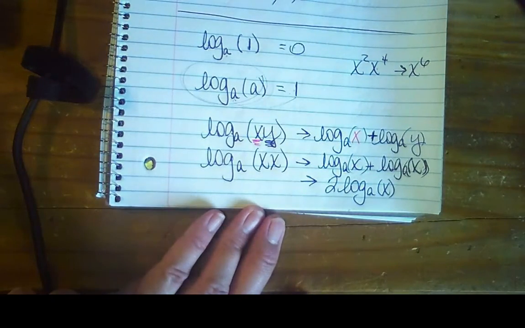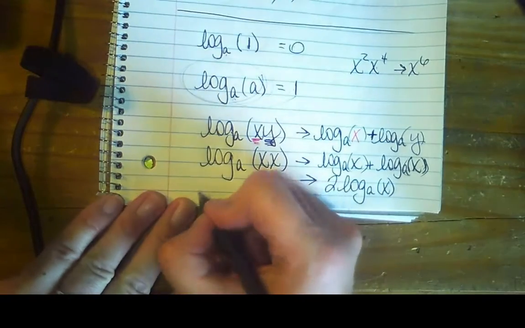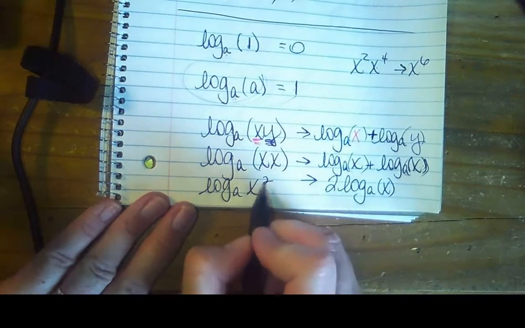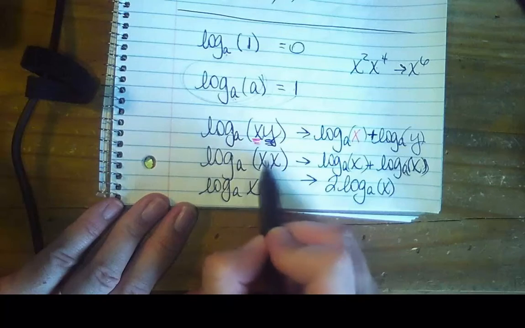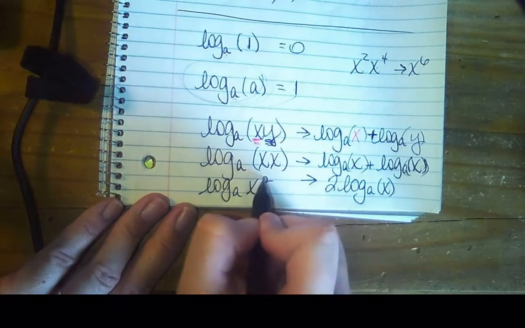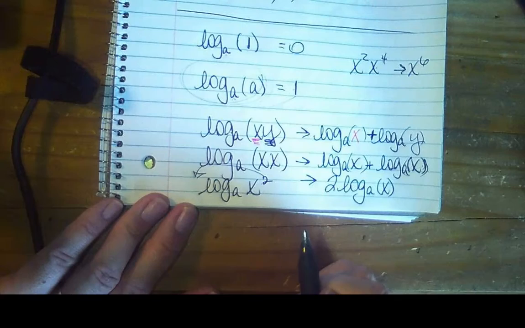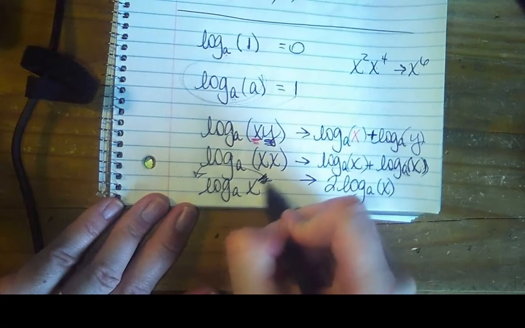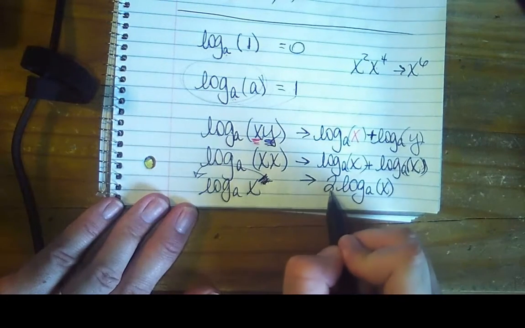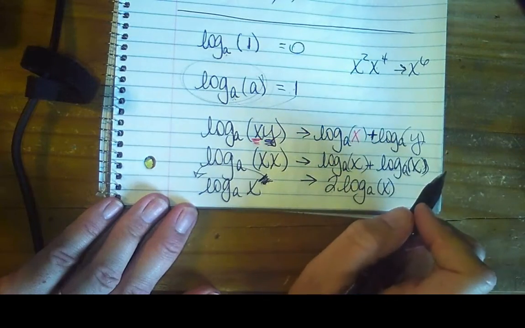Now, a little shortcut is this. If you have an exponent attached to your argument, so this would have been x squared, you can drop it out front as a coefficient. So instead of writing a 2 on your argument, you can write a 2 out front as a coefficient.